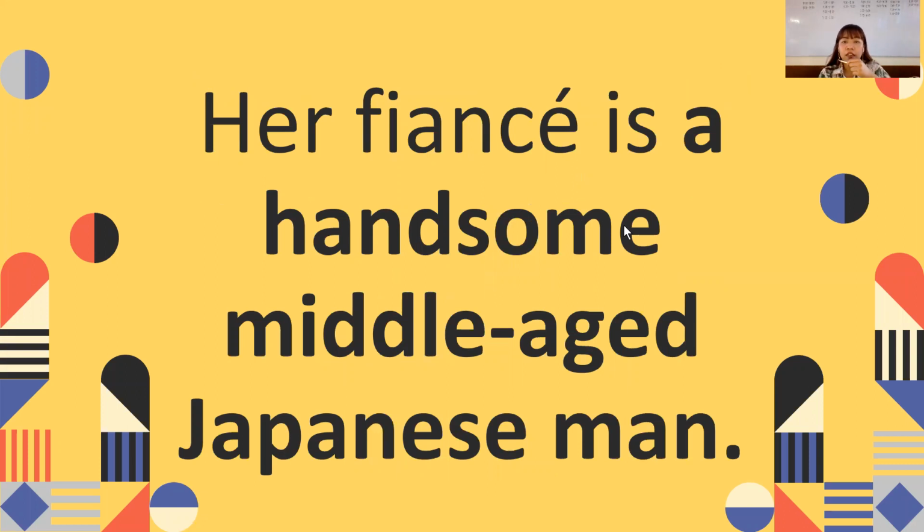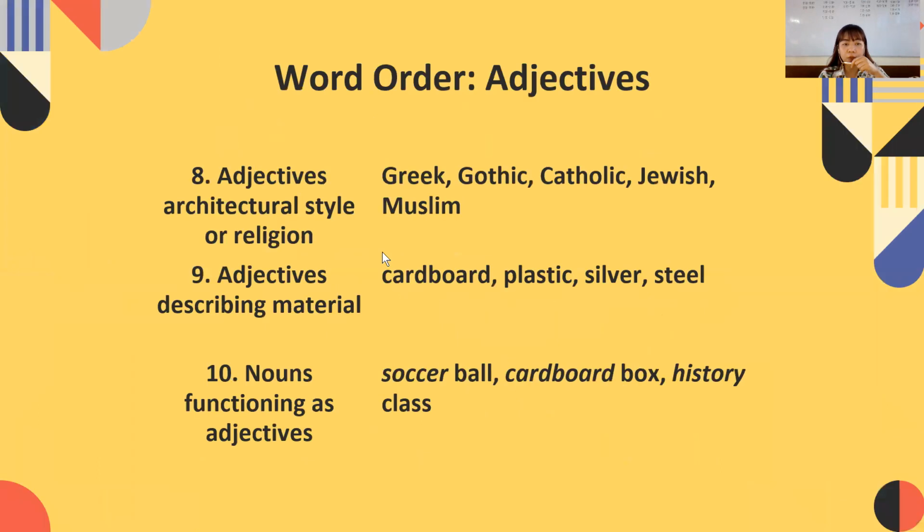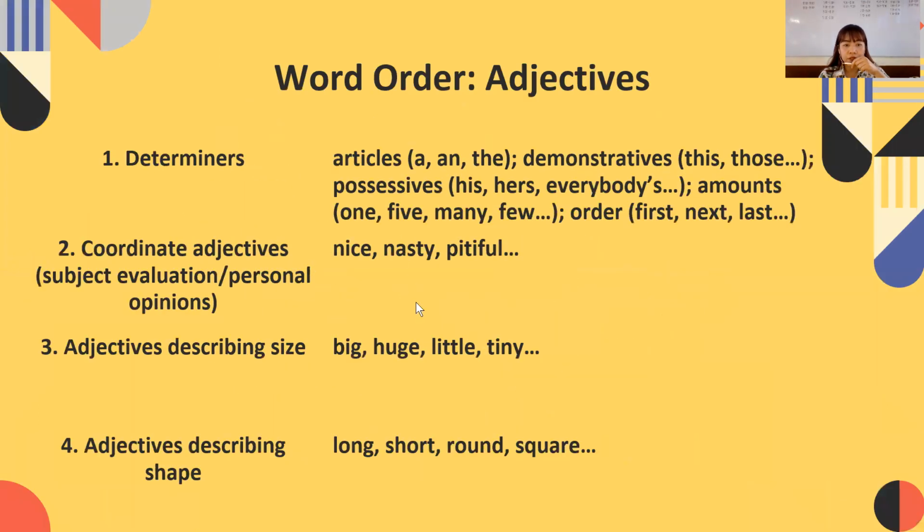Lastly, we have the sentence, her fiancé is a handsome middle-aged Japanese man. So our noun here, or the person that we are trying to describe or modify is the man. Na-describe na ang man with the starters, your determiner, again, your article a, and then handsome. Where does handsome fit in our word order? After your article, syempre, hindi na pwedeng magsaka pa, kaya naman ang a. So handsome, this qualifies under your coordinate adjective. Subject evaluation or personal opinion.